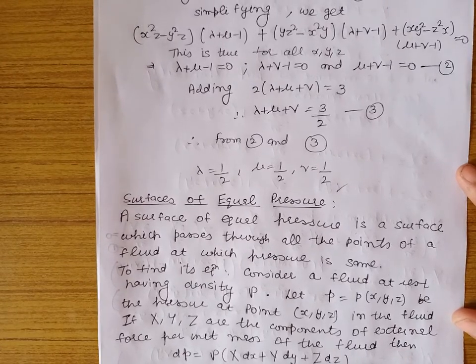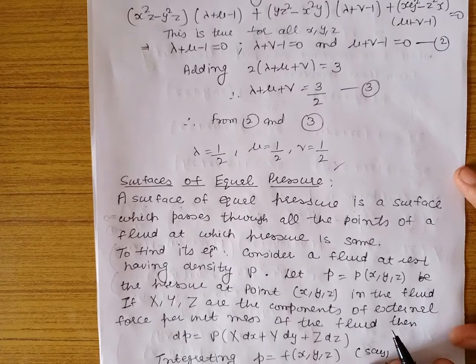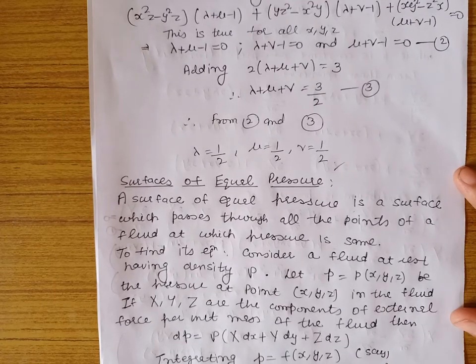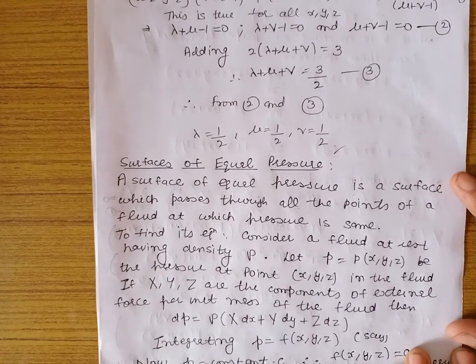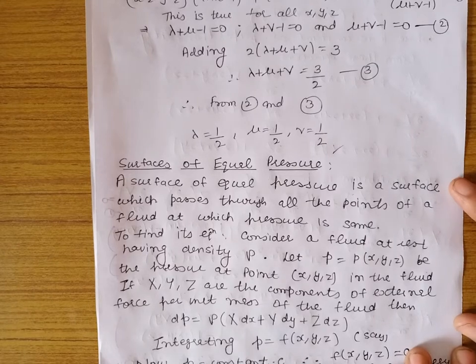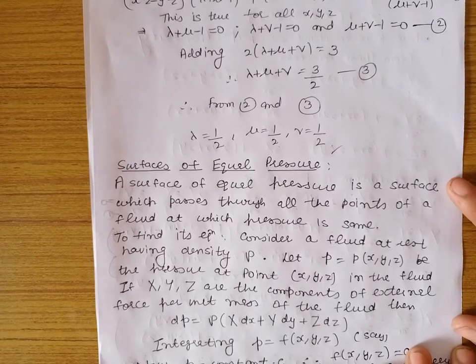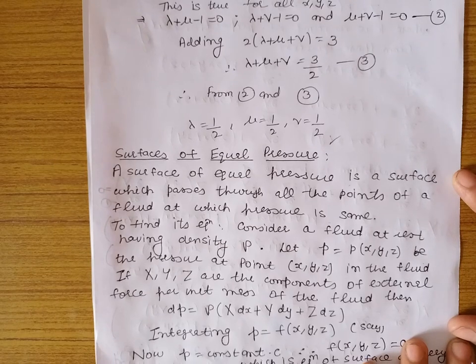Next, we discuss the topic surface of equal pressures. Surface of equal pressure means a surface through all the points of the fluid at which pressure is same. Such kind of surface is surface of equal pressure. Let us find the equation of surface of equal pressure.